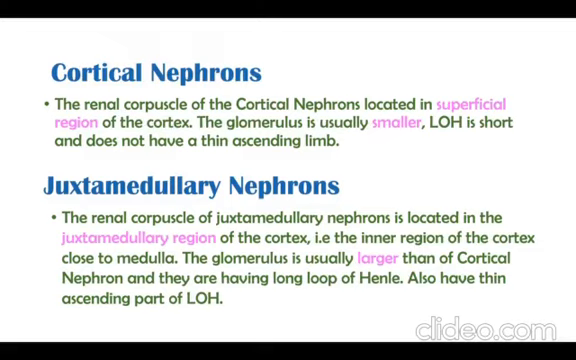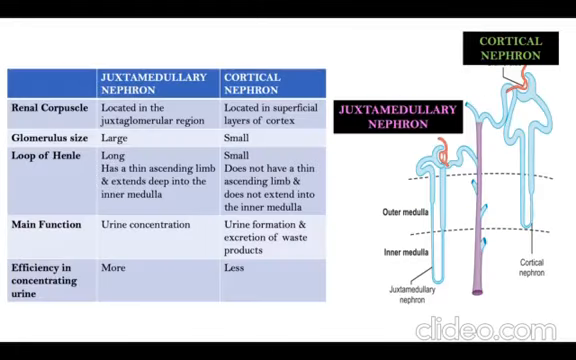And for the juxtamedullary nephrons, the renal corpuscle is located in the juxtamedullary region, which is in the inner region of the cortex, close to the medulla. The glomerulus is usually larger than in the cortical nephron, and they have a long loop of Henle. They also have a thin ascending part of the loop of Henle. So here I made up this table for the differentiation of juxtamedullary nephron and cortical nephron in terms of its renal corpuscle, glomerular size, loop of Henle, main function, and efficiency in concentrating urine.